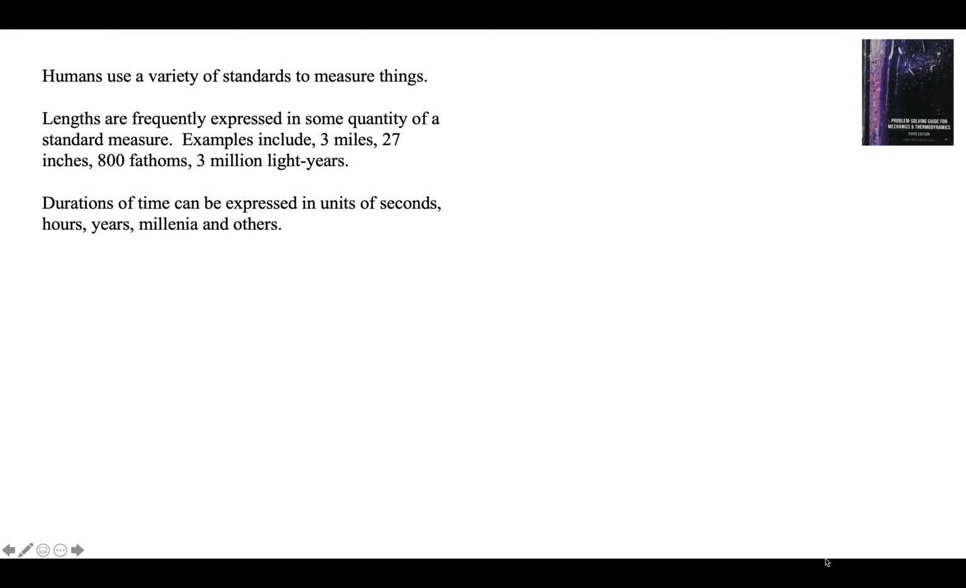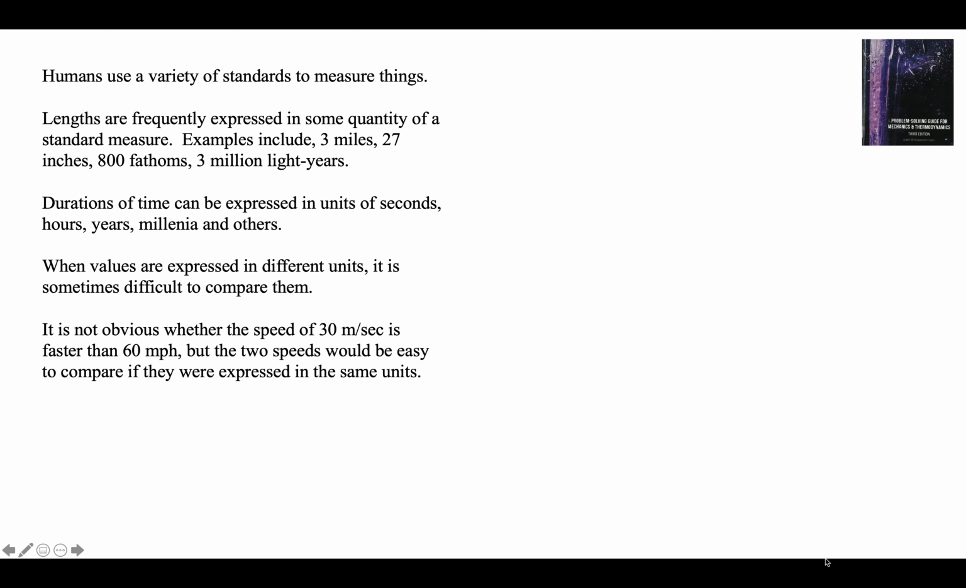furlongs, light years; durations of time, seconds, hours, weeks, fortnights, years, centuries. When values are expressed in different units, it is sometimes difficult to compare them. It's not obvious whether 30 meters per second is faster than 60 miles an hour. It would be easy to compare them if they were expressed in the same system of units.